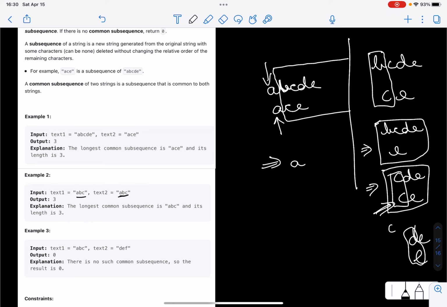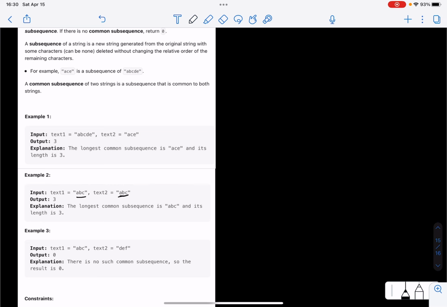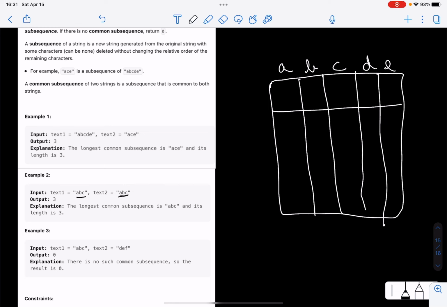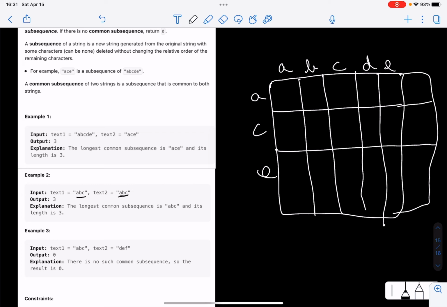So we see that this is not equal, and we repeat the process. So this intuition leads us to how we would solve this problem. It's essentially dynamic programming, where let's write this in a different way. So let's say we have A, B, C, D, E, so we have that string over there, and let's say we have A, C, E. So just a different way of writing the two strings.